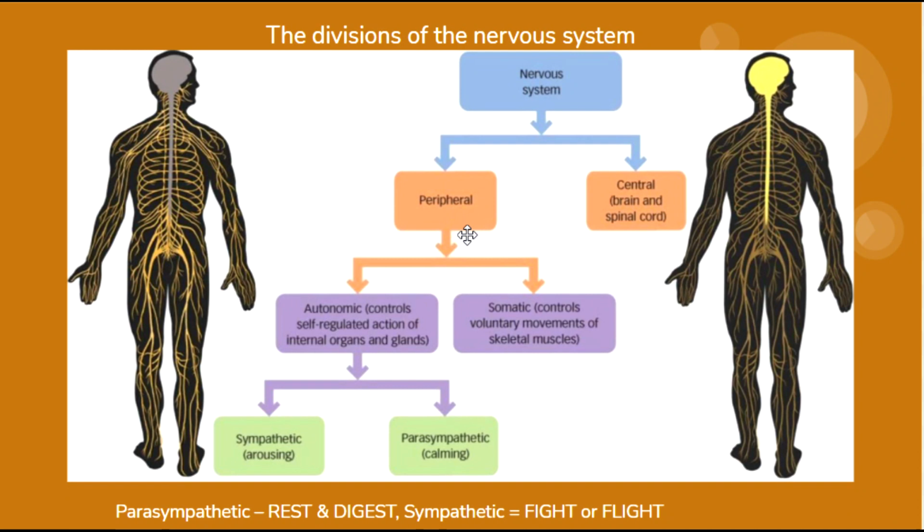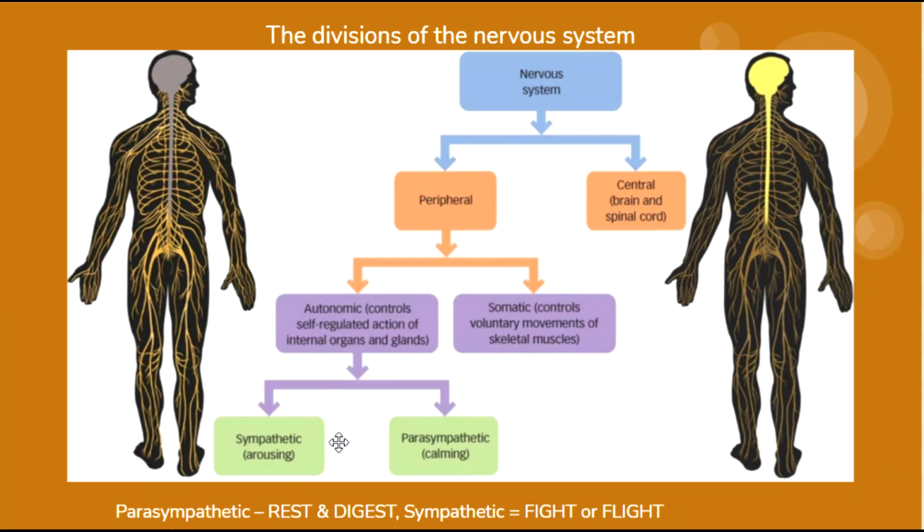And then within the peripheral nervous system, we split into autonomic and somatic, okay? Somatic is voluntary movement, like moving your muscles, okay? Running, jumping, eating, using your hands, talking, all of that is somatic nervous system. And then the autonomic part is what deals with digestion and heart rate and things like that.